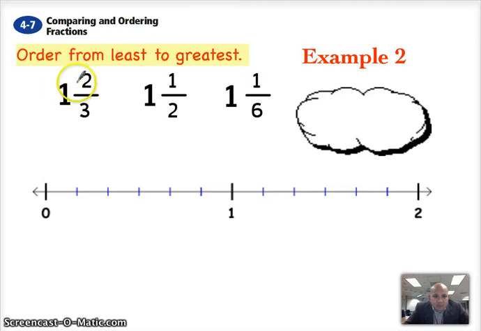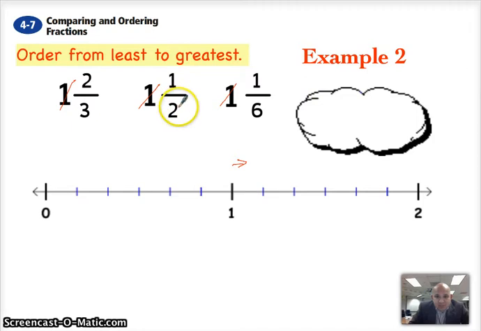Now I know that the 1 2/3, 1 1/2, and 1 1/6 all have 1s. So those are all the same, and I know they're essentially going to be on this side of this number line. They're going to be greater than 1. Now we've got to figure out where 2/3, 1/2, and 1/6 come into play. Well, I'm going to compare two of them first. So how do I do that? Well, I'm going to compare 2/3 and 1/2.